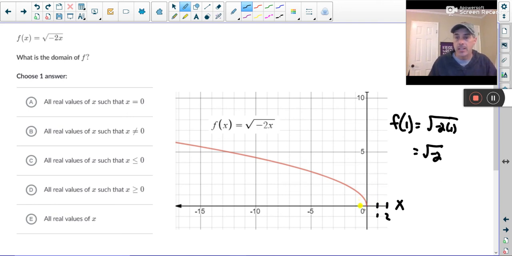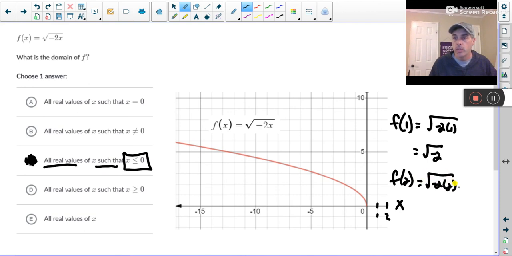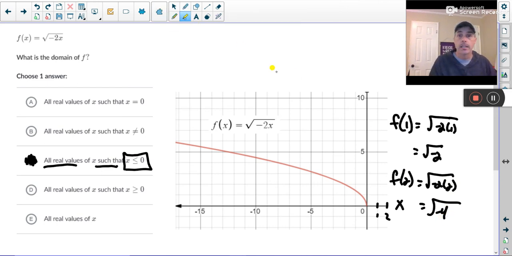My domain has to be 0 to negative infinity. So how do I say that? I would say something like all real numbers such that x is less than or equal to 0. All of these x values are less than or equal to 0. So that would be my answer. Anything out here, like 2, if I were to try f of 2, I would get the square root of -2 times 2, which is the square root of -4. I cannot get these square roots of negatives to be real numbers.